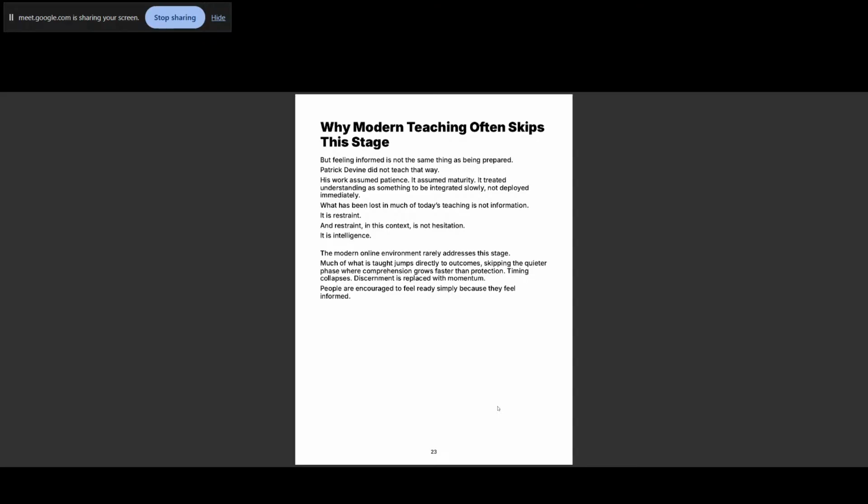Why modern teaching often skips this stage. But feeling informed is not the same thing as being prepared. Patrick Devine did not teach that way. His work assumed patience. It assumed maturity. It treated understanding as something to be integrated slowly, not deployed immediately.